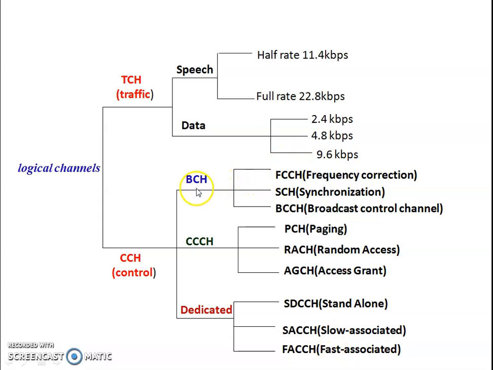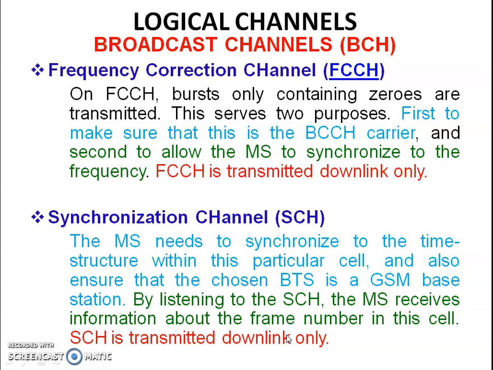Respectively, we will continue with the broadcast channels: FCCH, frequency correction channel, SCH, synchronization channel, and BCCH, broadcast control channel. For the common control channel, it has the paging channel, random access channel, and access grant channel. Under the dedicated channel, it can have SDCCH, which is the standalone dedicated control channel, the slow associated control channel, and the fast associated control channel. We will see it in detail.